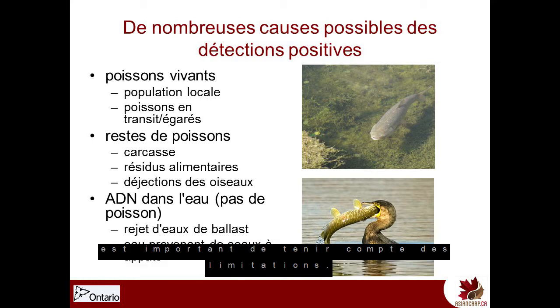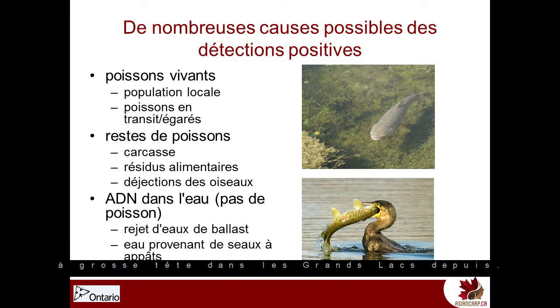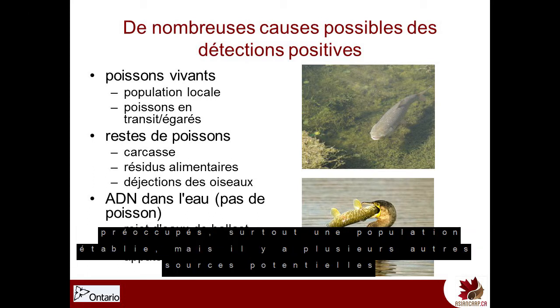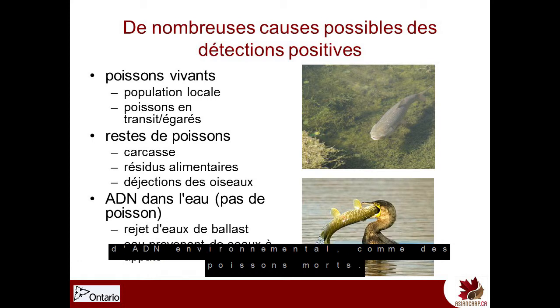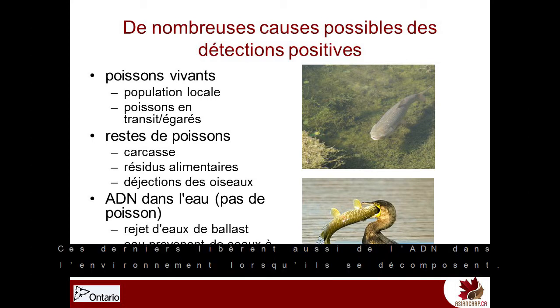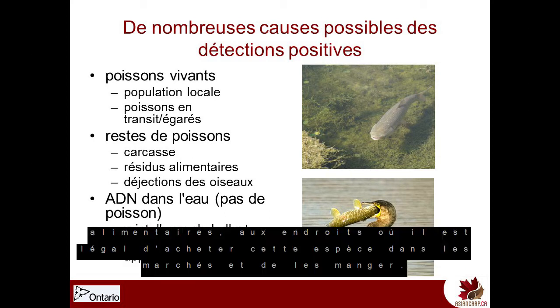And this is again where it's important to flag limitations. Despite intensive looking, people have not caught bighead or silver carp in the Great Lakes since that time. So just emphasizing it could be live fish, which is what people are worried about. The biggest concern would be an established population. But there are many other potential sources. As I've mentioned, dead fish shed DNA very well while they're decomposing. So we could also be picking this up from food waste, where it's legal to buy these in the food fish markets and consume them.